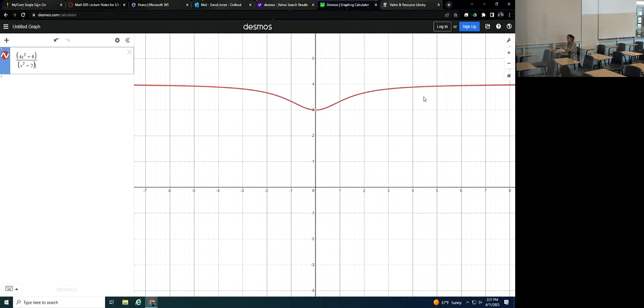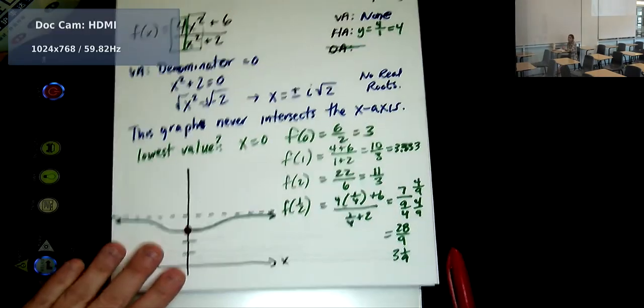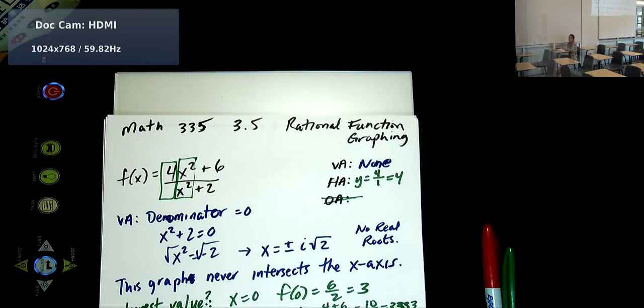Any other fun ones you wanted to try? That's it? All right. That was a good example with horizontal asymptotes. Let's give a try for another one.